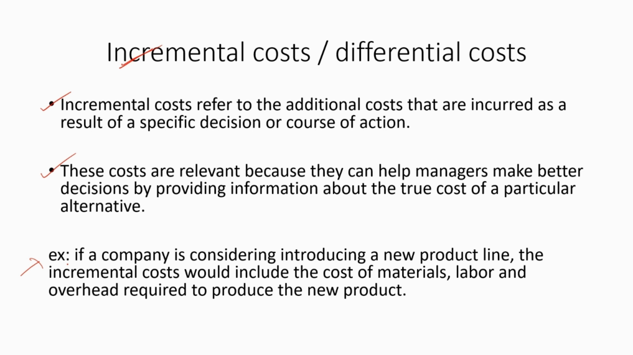As an example, if a company is considering introducing a new product line, the incremental costs would include the cost of material, labor, and overhead required to produce the new product. Simply, these are the cash flows in the future that will increase as a result of a decision. Look at the given example here. If the company decides to introduce the new product line, the material, labor, and overhead costs will increase. So, these costs are relevant to the decision. Because of the decision, these costs will increase in the future. Likewise, if any cash flow changes in the future as a result of a decision, those will be categorized under relevant cash flows. Those can be either cash inflows or cash outflows.